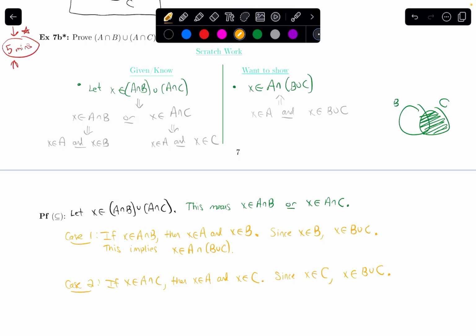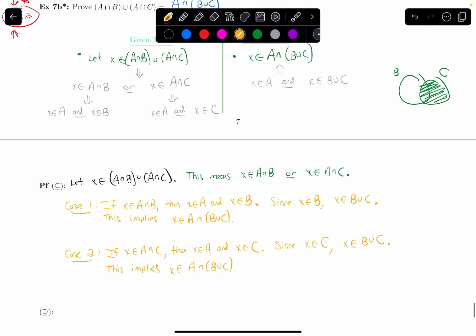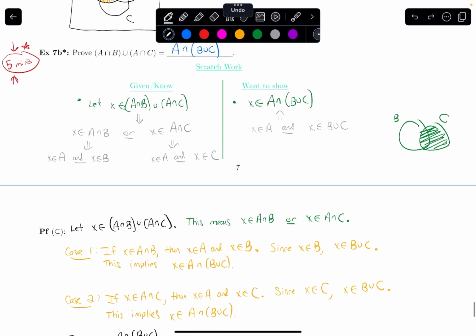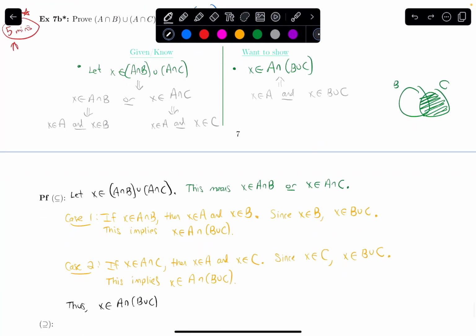Okay, so this now implies, because we have X is in A and X is in this union, this implies that X is an element of A intersected with the union. So collectively, we know X is in this intersection. So thus, because that's what happened in both cases, thus, X is an element of that intersection. And that's precisely what I wanted to show, which means at this point, we've established that it's a subset.